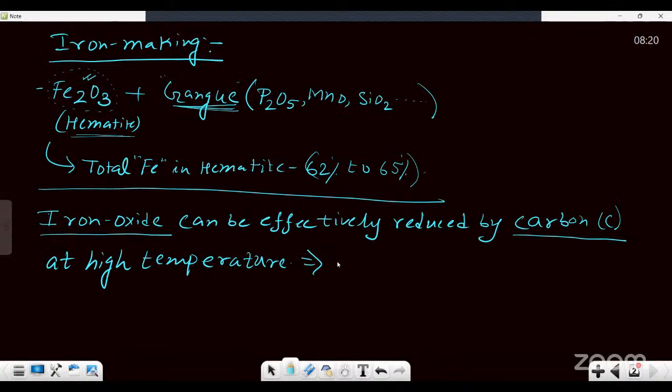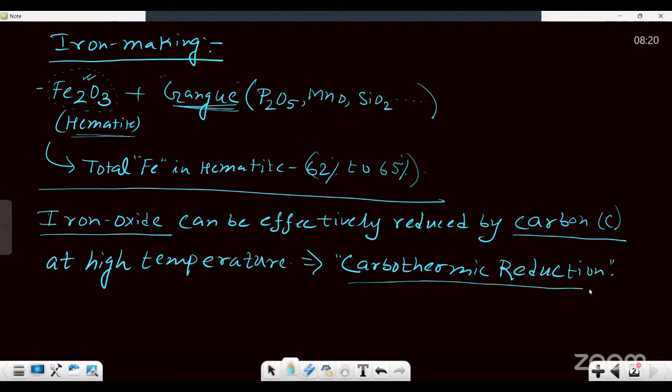And this process is basically called carbothermic reduction. This is nothing but carbothermic reduction, right? So why carbothermic? If you just see this word, carbothermic, we are using carbon as well as employing high temperature. So there is a thermic term because of that. So iron oxide is being reduced by carbon at high temperature. So we will call it carbothermic reduction, right?